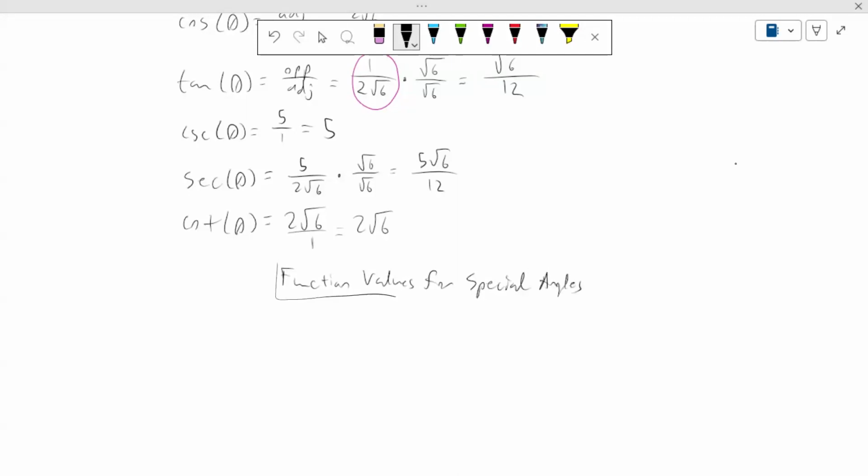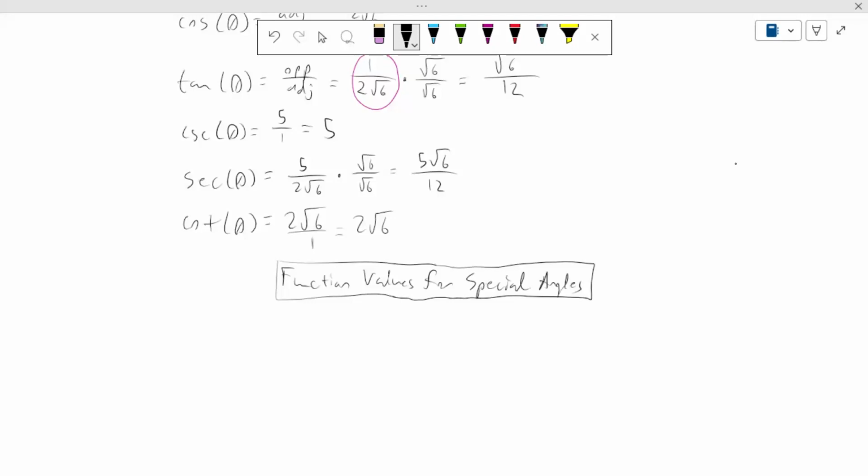And so you might be asking, why are these considered special? It's because we can get an exact value for them very easily. That's the only reason they're considered special angles. There are nice, neat little tricks for getting the exact values of these functions for these special angles. That's it.